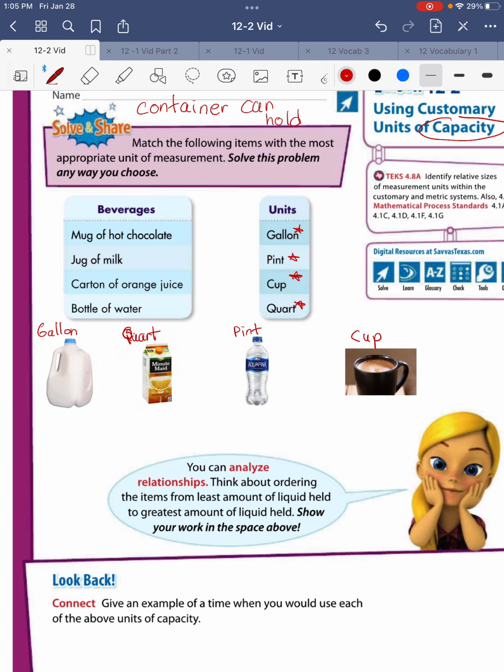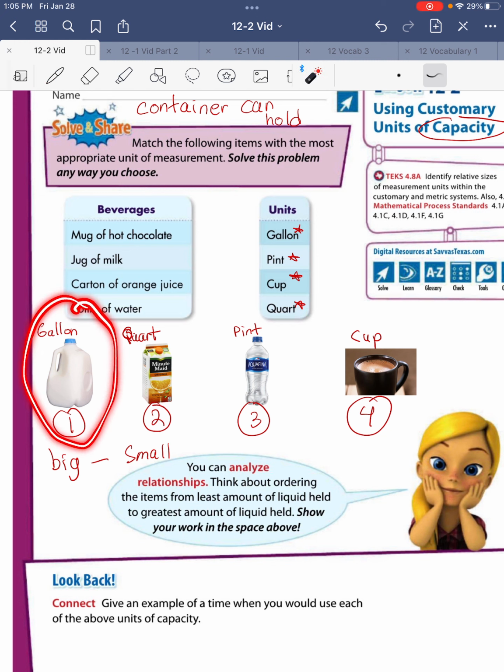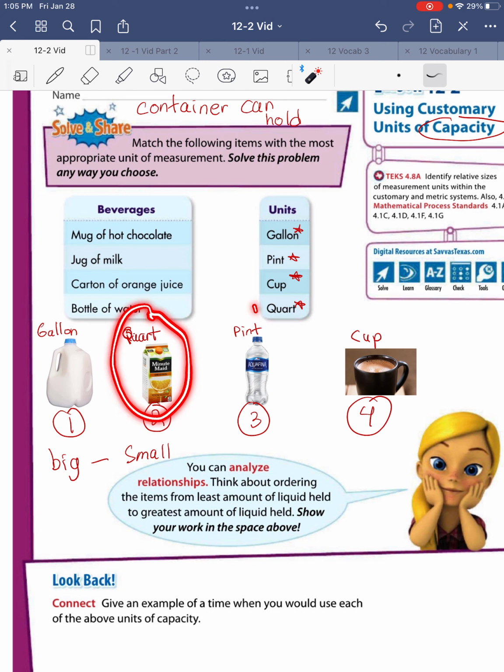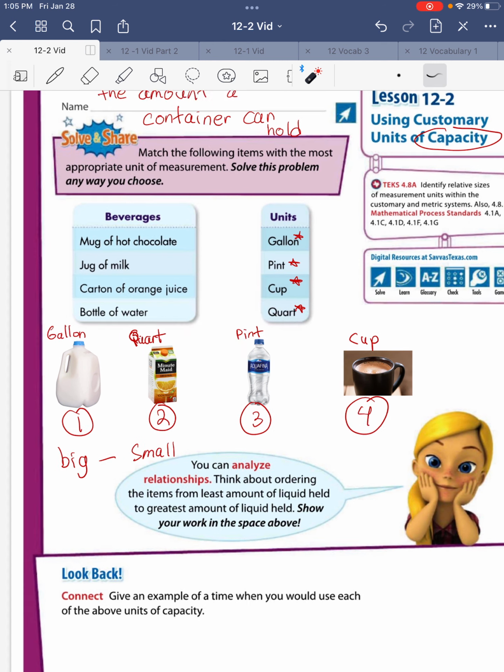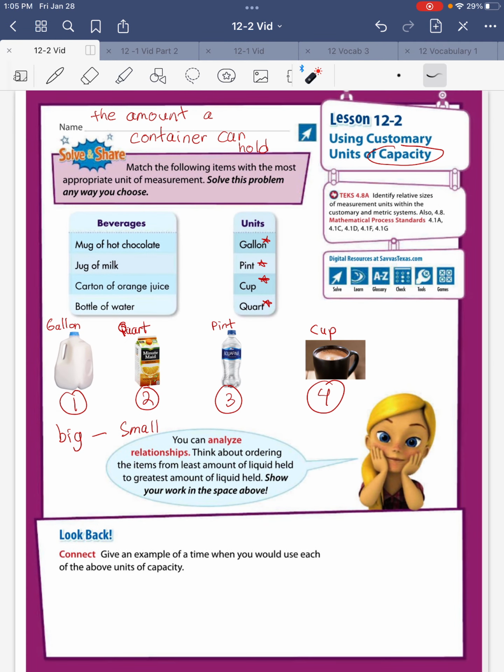Okay, so just to number it, I'm going to order it from big to small. Okay, this is the first one. This is the biggest. This is the second biggest, third biggest, and fourth biggest. Okay, so remember, the gallon is the biggest, a cup is the smallest. Okay, after a gallon is a quart, after a quart is a pint, and then it's a cup. Okay, so that is using customary units of capacity.